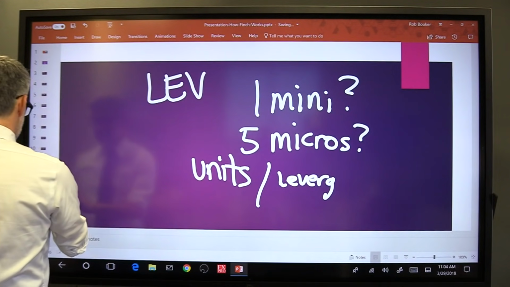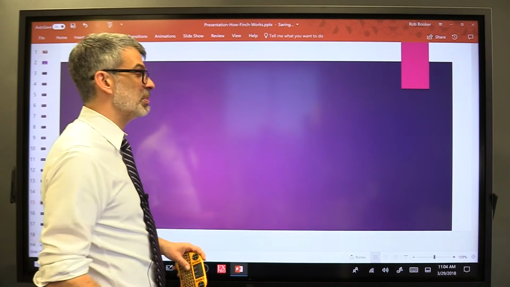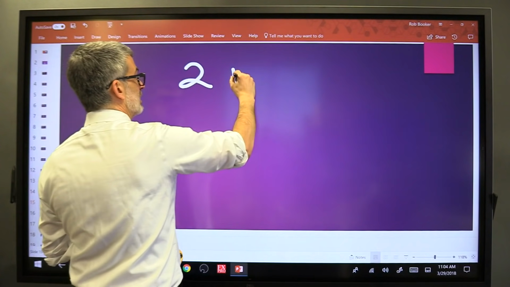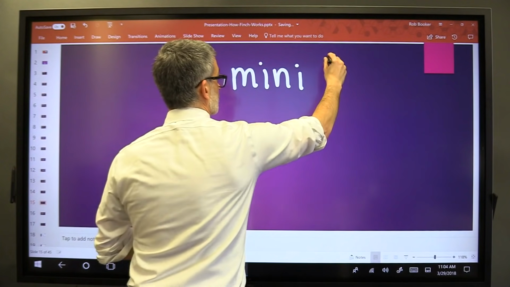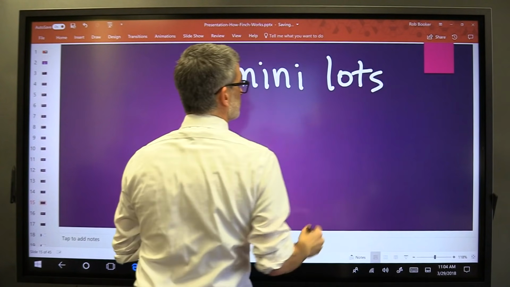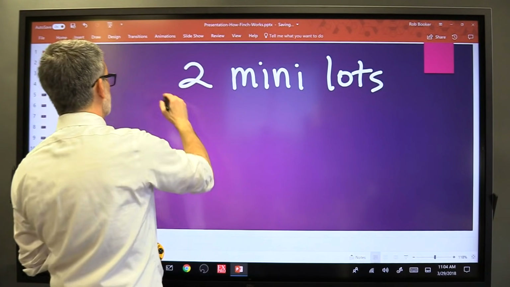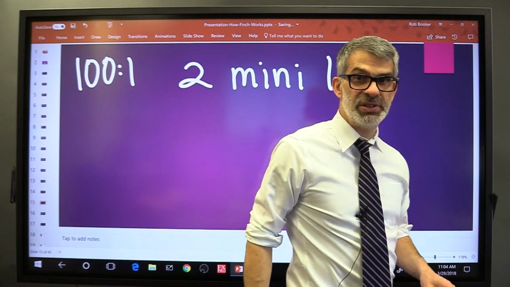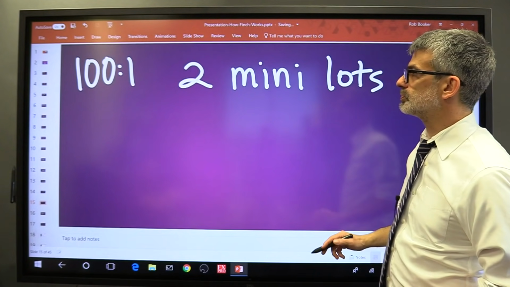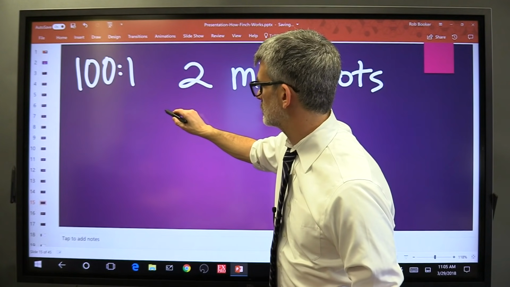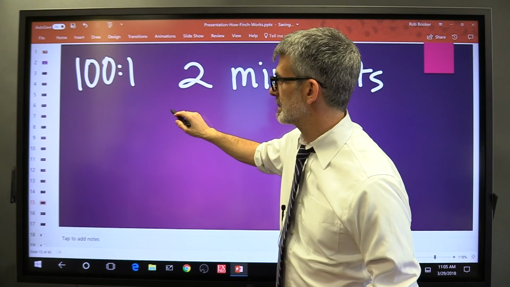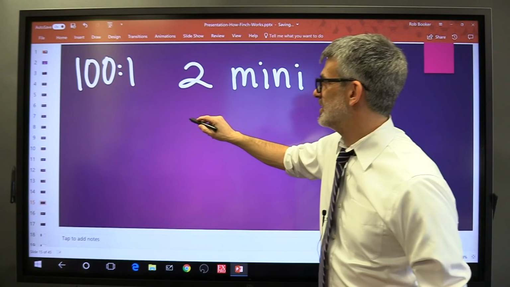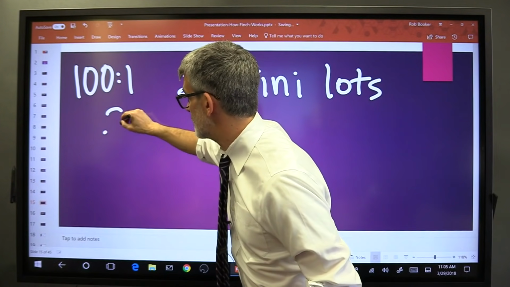Let's do one last example just to make sure we're all on the same page. Let's say you want to trade 2 mini lots. And let's say your dealer offers you 100 to 1 leverage. How many units is 2 mini lots, Nate? You can take a guess. 0.2. That's the volume. That's the trade size.